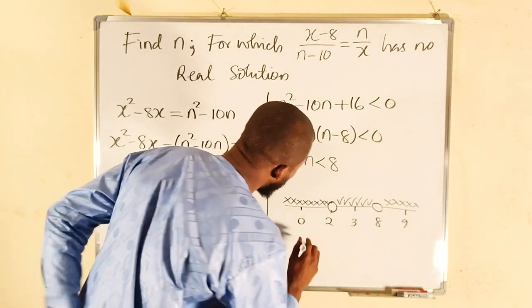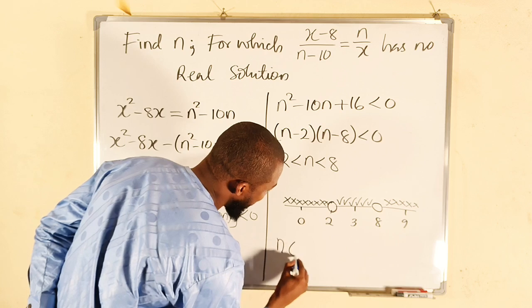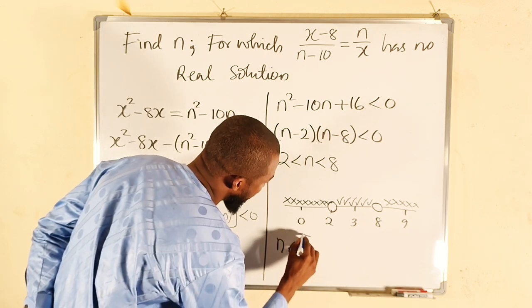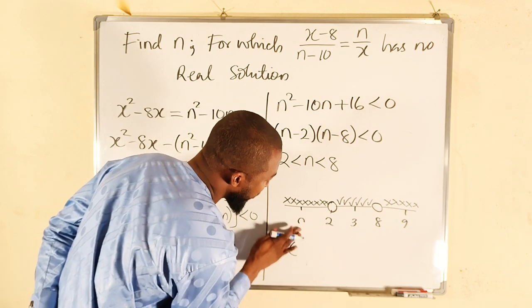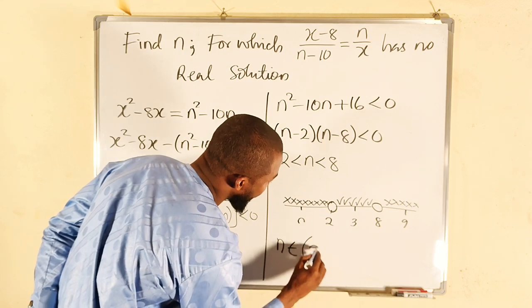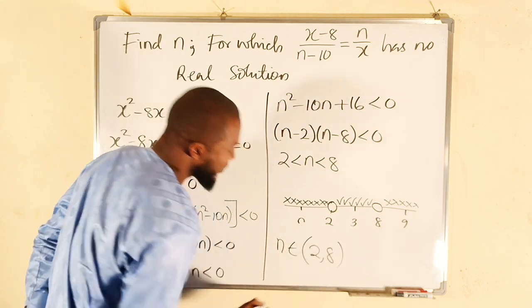And you can also write it in interval notation as n belongs to the set of values from, okay, use a bracket, from 2 down to 8.